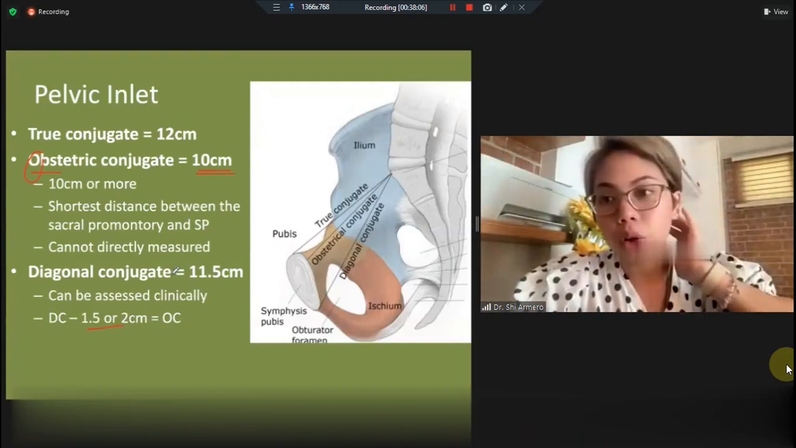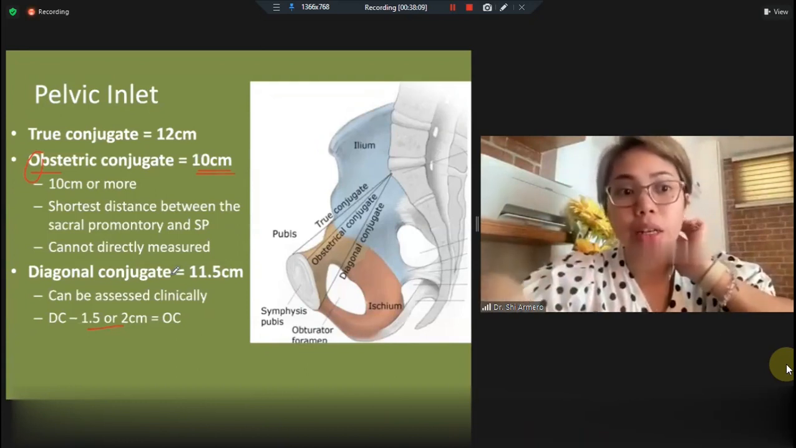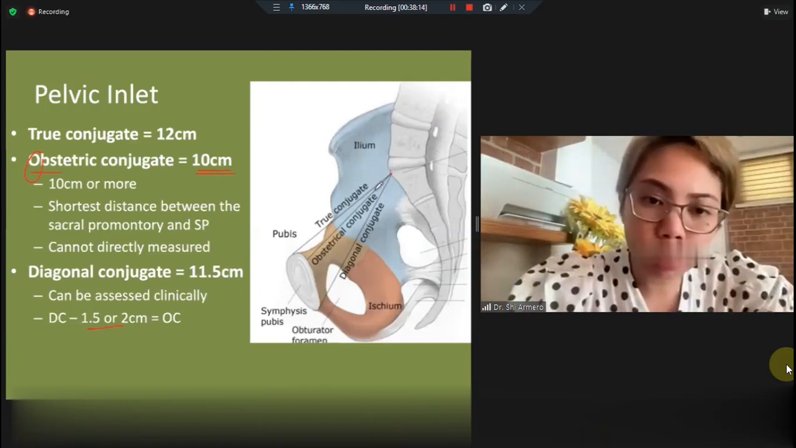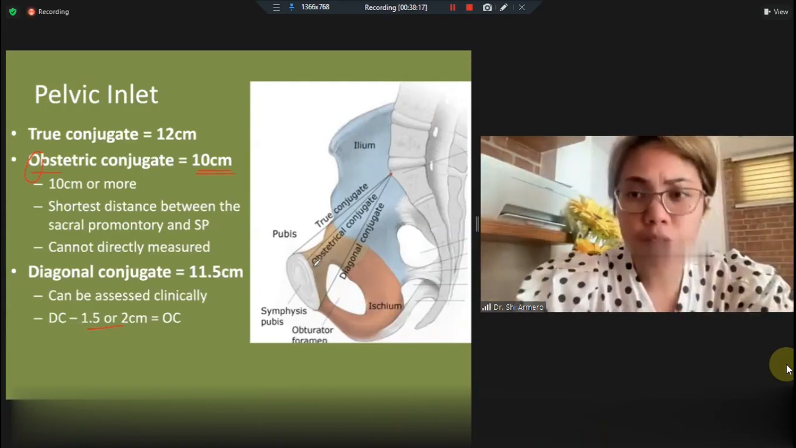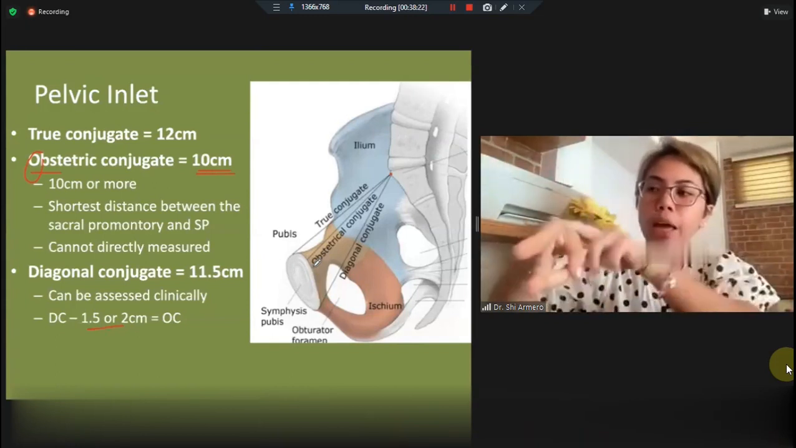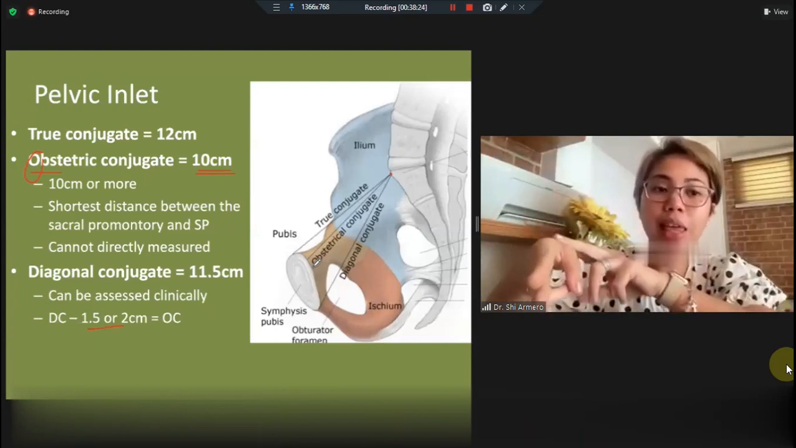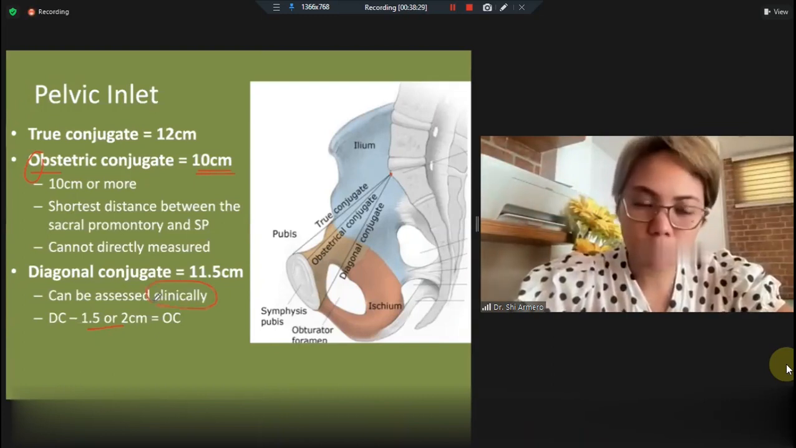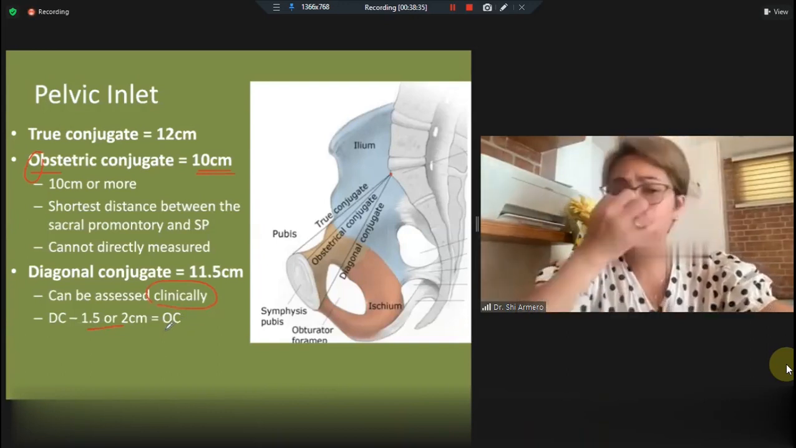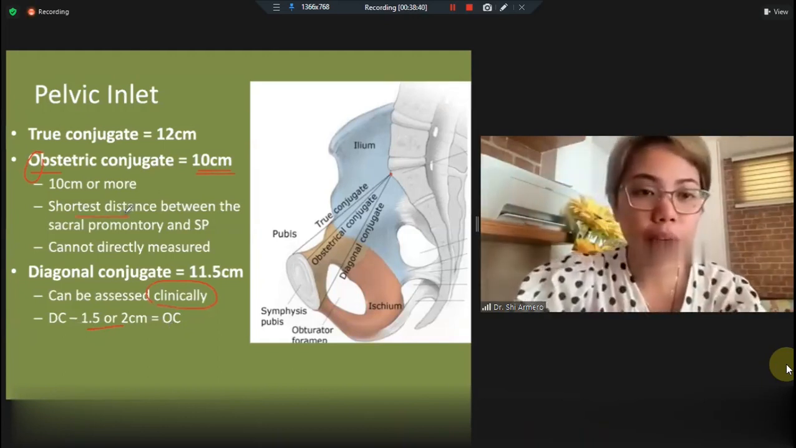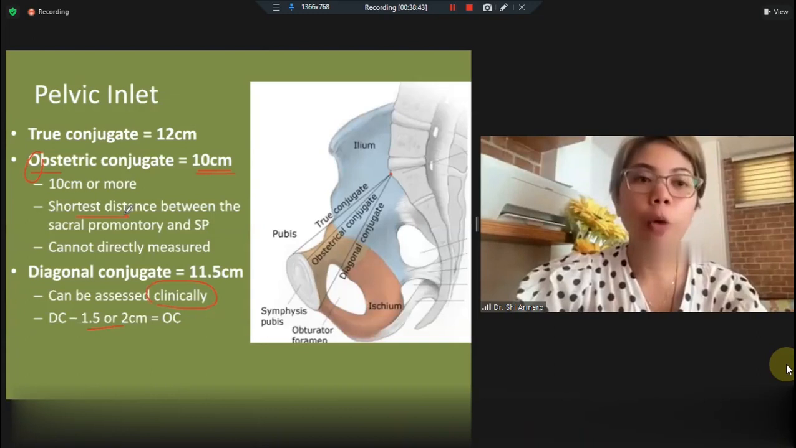Kasi it's the diagonal conjugate that we measure clinically. We cannot measure the obstetric conjugate. Why? Because the obstetric conjugate is from the edge of the promontory to the inner surface of the symphysis pubis. Hindi naman na ginaganon yun sa symphysis pubis. We only do internal exam for the promontory and the inferior portion of the symphysis pubis, and that is the diagonal conjugate. Therefore, only the diagonal conjugate is clinically accessible, and so we subtract 1.5 to 2 cm to be able to identify or measure the obstetric conjugate, and it is the shortest distance between. It is the shortest antero-posterior distance.